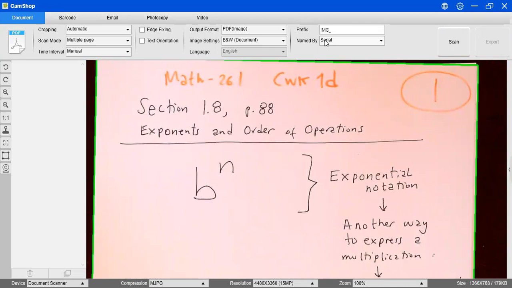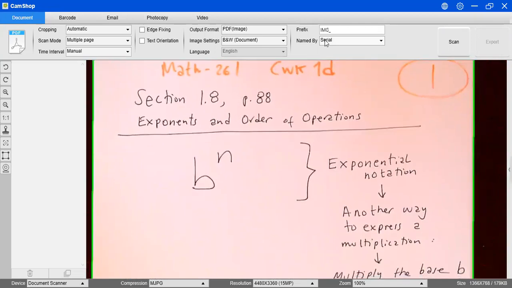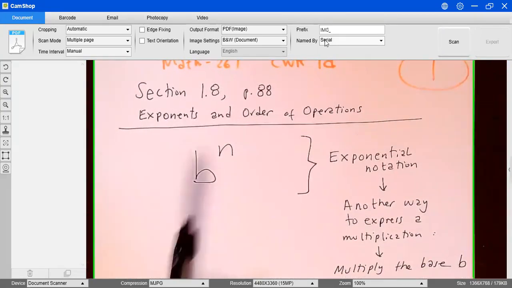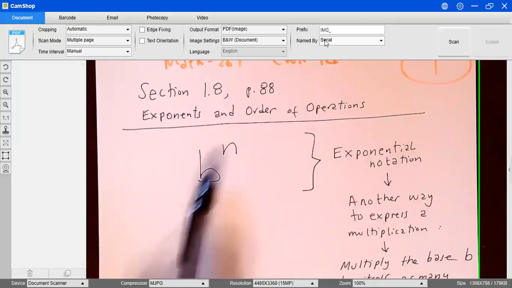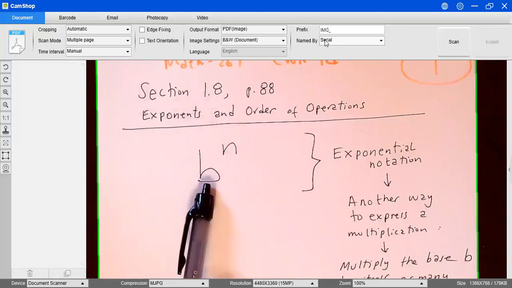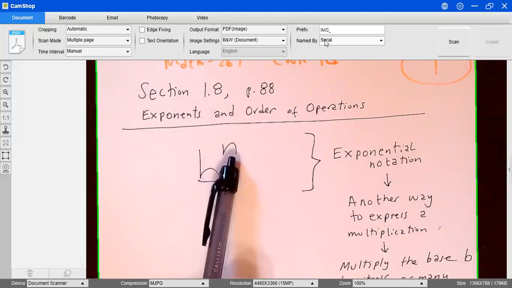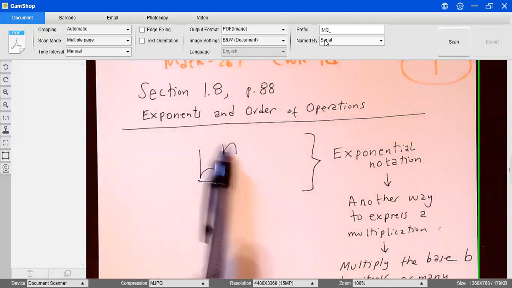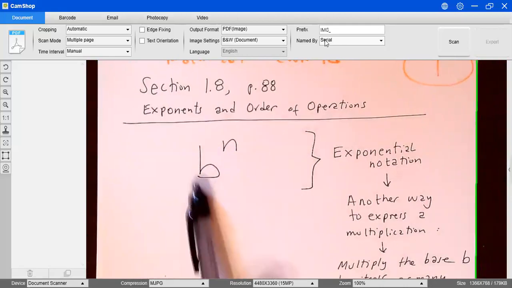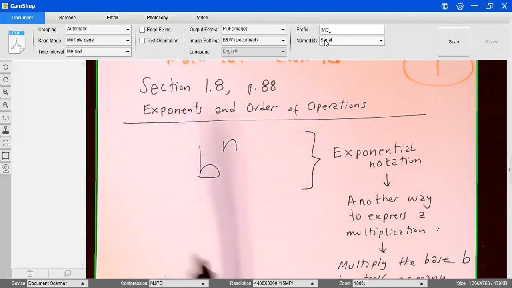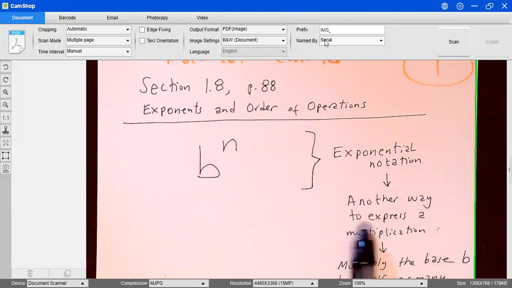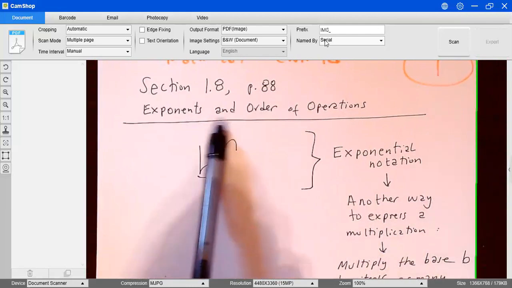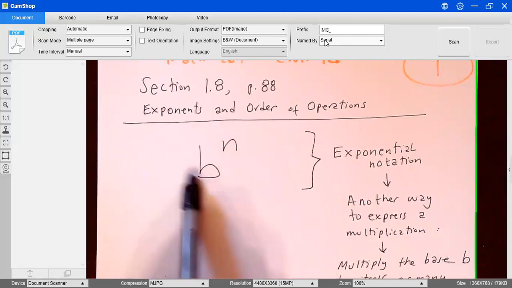So section 1.8 is about this exponential notation. So we have here two numbers represented with letters. We have this number b and this number n, and this number n is on top of number b, slightly off. We call this an exponential notation. And what is an exponential notation? It's just another way to express a multiplication. So when you see this, what you are seeing is just a multiplication.